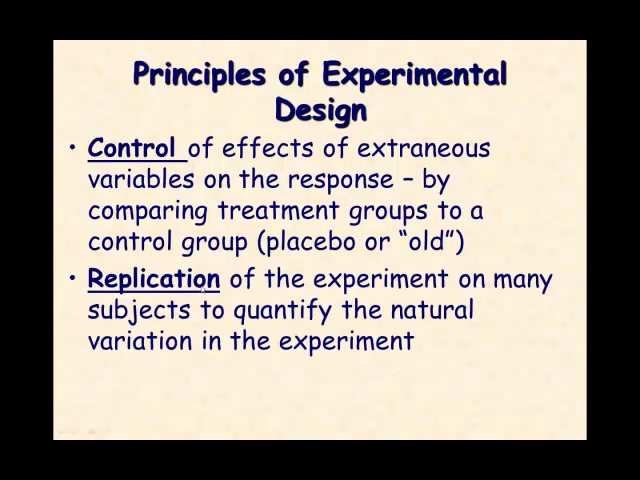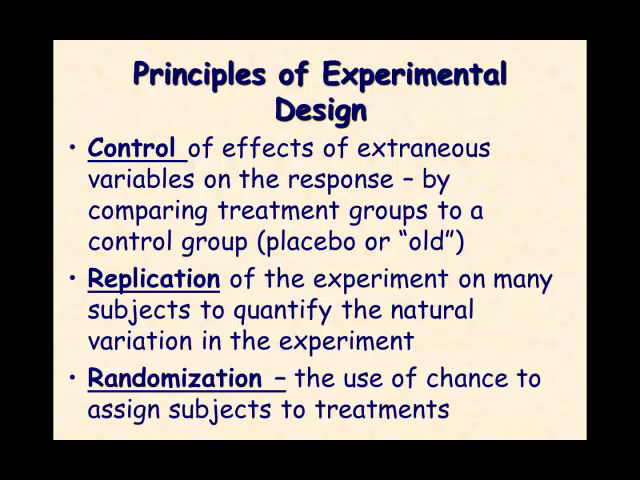We have to have replication. Replication of the experiment on many subjects to quantify the natural variation in the experiment. In other words, if we just had one subject, it could be just that this subject would do better than others. If we have many subjects and our treatment makes it better, then it has to be the treatment. We have to have randomization, the use of chance to assign subjects to treatments. We can't just pick who we want to go in the hippity hop food versus the old food.